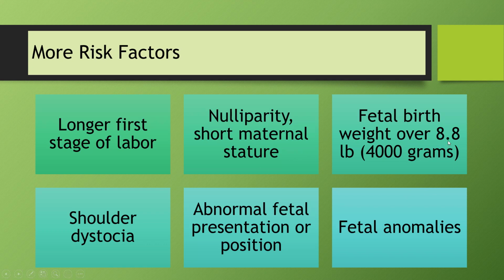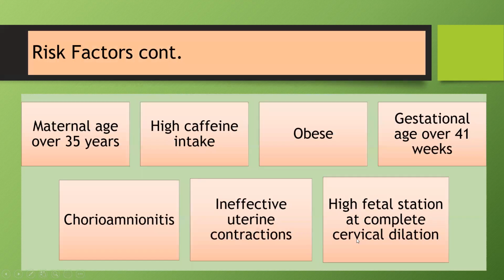Fetal birth weight over 8.8 pounds or 4,000 grams, that increases our risk of having a birth dystocia. If we've actually diagnosed a shoulder dystocia, abnormal fetal presentation, or anomalies in that fetus. Other risk factors: maternal age over 35. People often ask me why, and it's because our bone structure starts to calcify a little more. It's not nearly as flexible as it was when we were younger, and so sometimes we see issues with that. High caffeine intake, obesity, gestational age over 41 weeks.